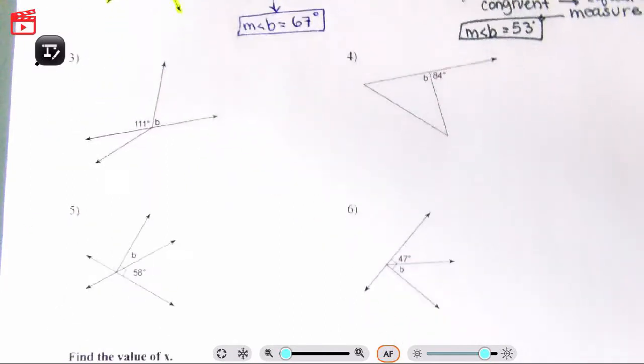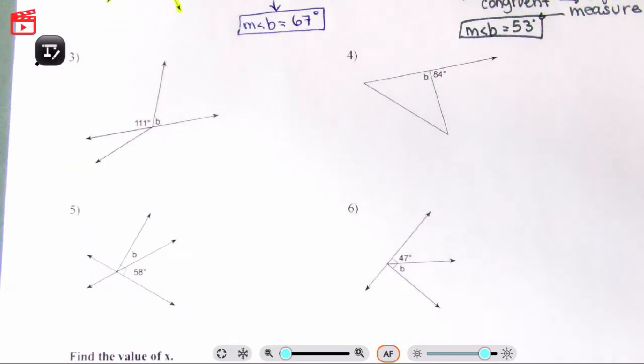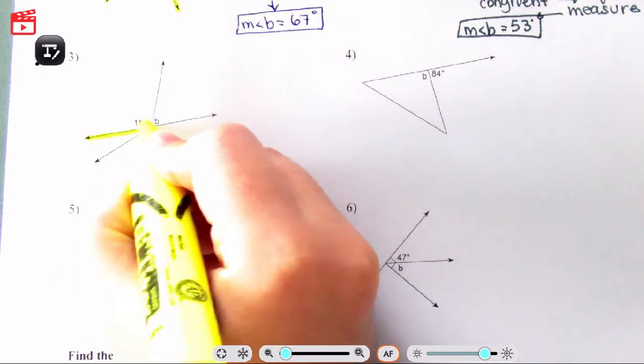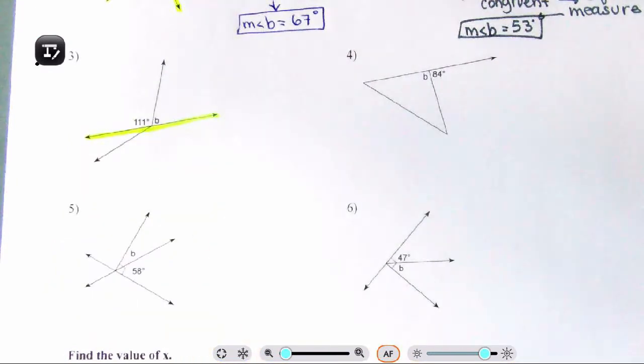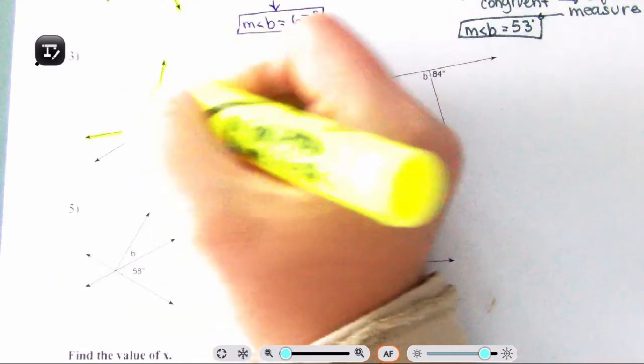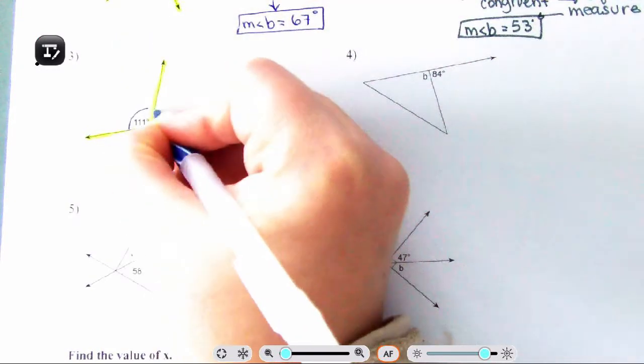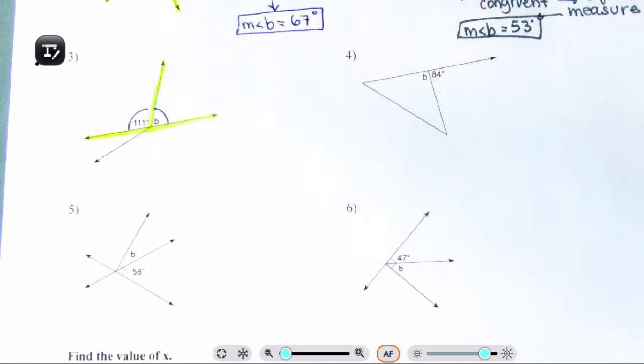All right, number three, what do we have? Now, notice that we no longer have angles that are across from each other. We have angles that are on a line. And how many angles are on this line? We have two angles on this line: 111 degrees and B. So what do we have?